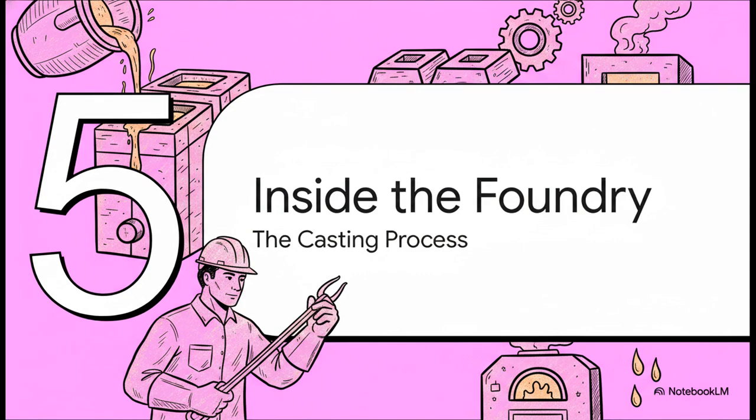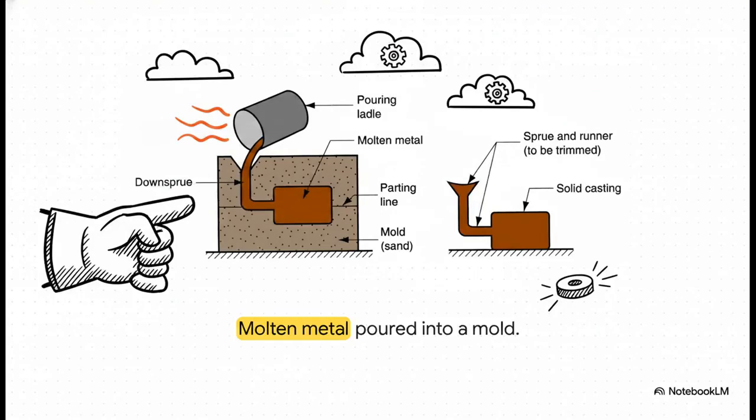Section 5. Inside the foundry process. Okay, let's step right onto the factory floor, the foundry, and see what the skilled workers, known as foundrymen, are actually doing. As you can see brilliantly illustrated here in this sand mold cross-section, you've got the pouring ladle tipping over, funneling that molten metal right into the downsprue. The liquid fire travels down and completely fills the mold cavity.